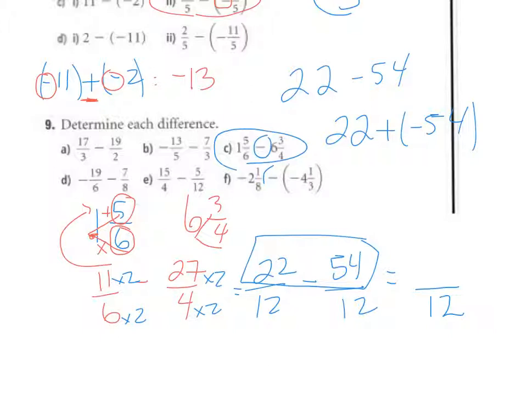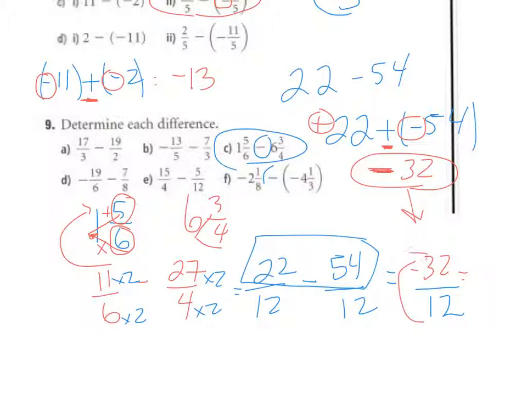And now the rules state when I'm adding and the signs are different, I keep the sign of the largest number and then I subtract the two. So 54 take away 22 is 32. And my answer is going to be a negative 32, which then I'll drop down here. And then I say how many times does 12 go into 32, which is twice, and there'll be 10 left over.